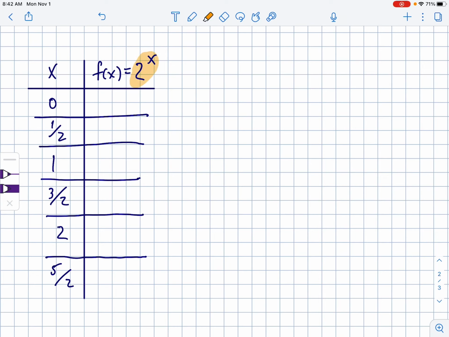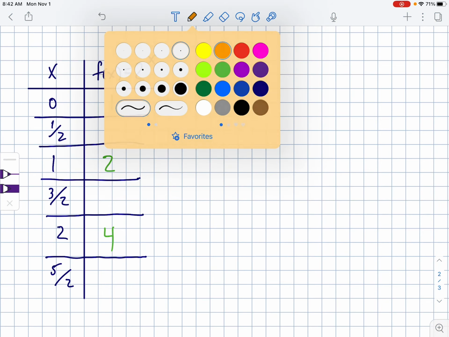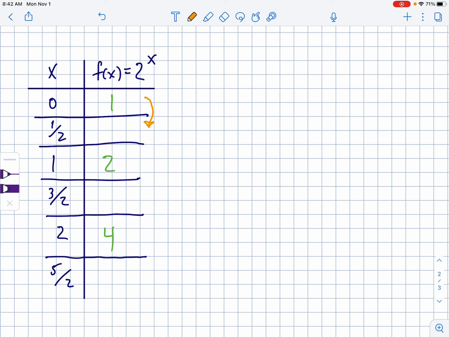We're still going to do 2 to the x, but now I've expanded the table, so it always goes up by half steps. 0, half, 1, 3 halves, 2, 5 halves. We already knew from the previous table that 2 to the 0 is 1, 2 to the 1 is 2, 2 squared is 4. But now to go these little half steps in between, we're going to multiply times the square root of 2. So 1 times the square root of 2 is the square root of 2.